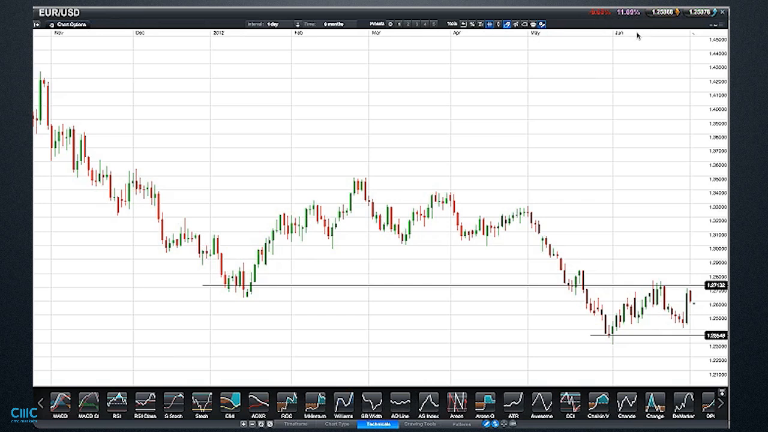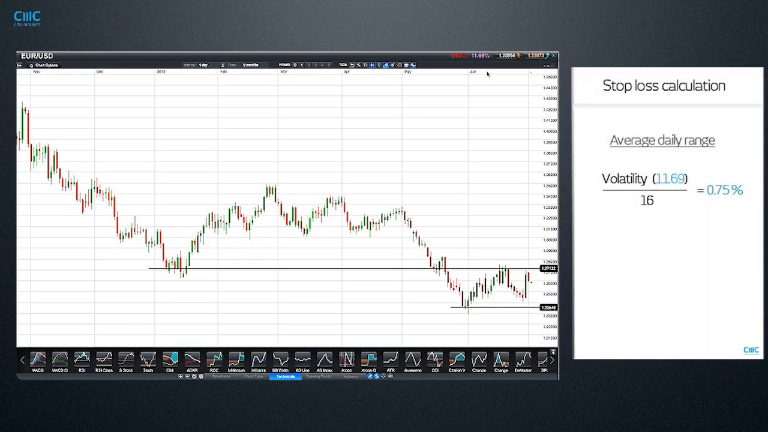Now, to convert that to an expected average daily trading range, we simply divide that number by 16. And that's true because at all times, because the volatility is expressed on a per annum basis, dividing by 16 gives us the average daily range. So in this case, we're looking at just under 12%. Dividing by 16 is going to give us a reading around 0.75%.